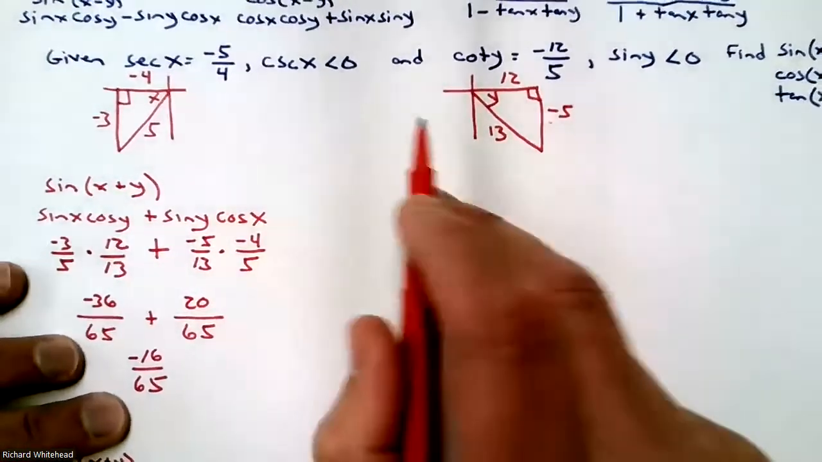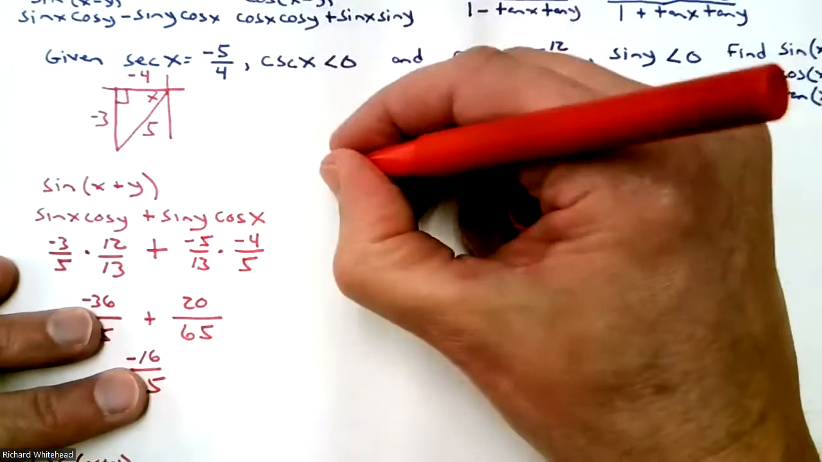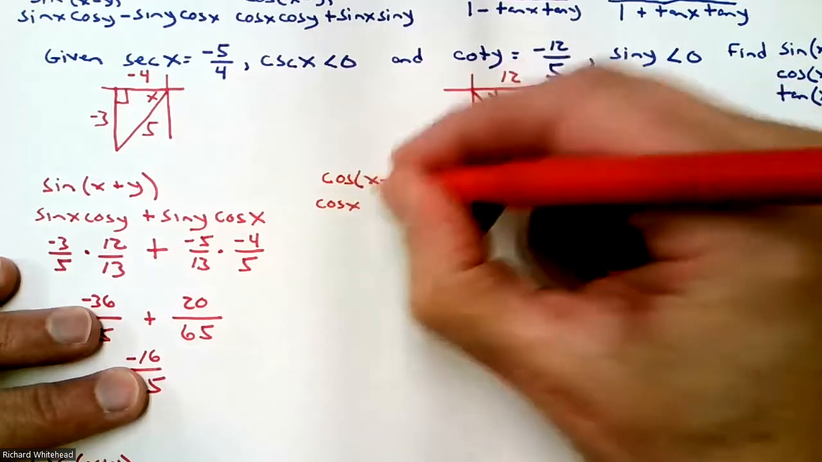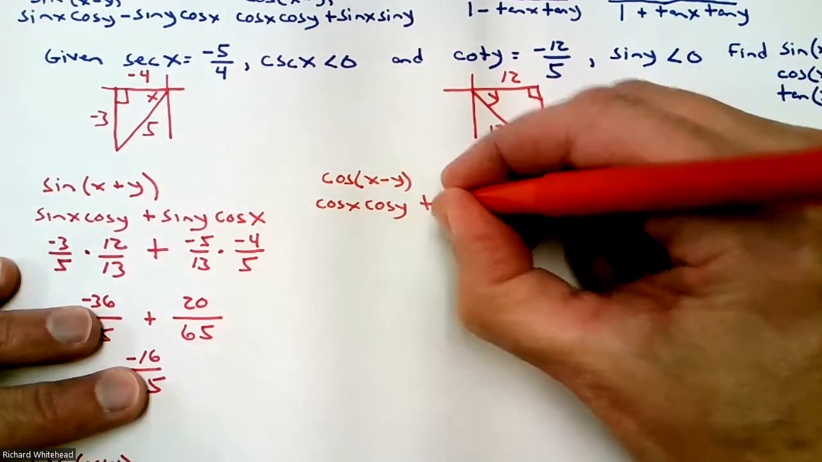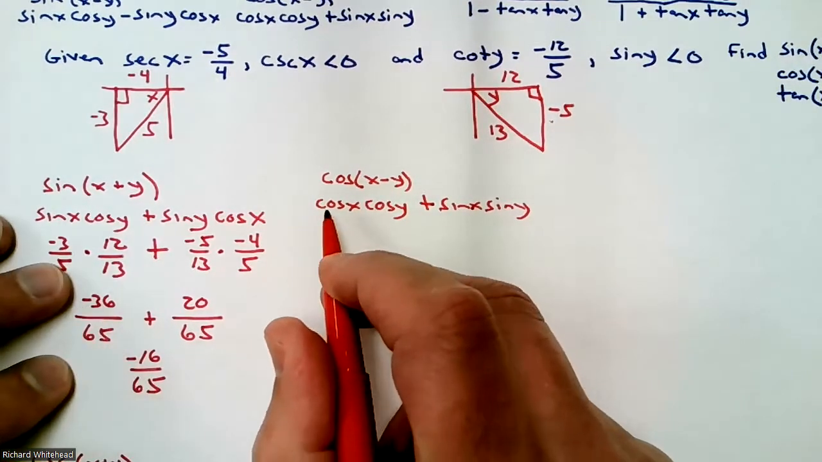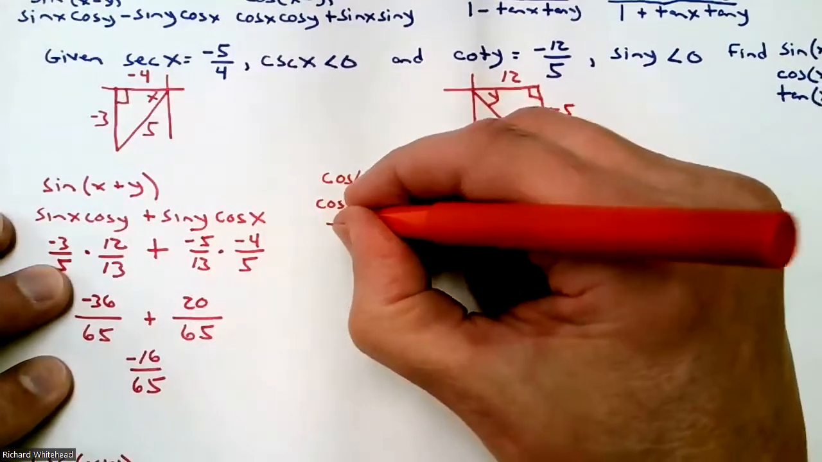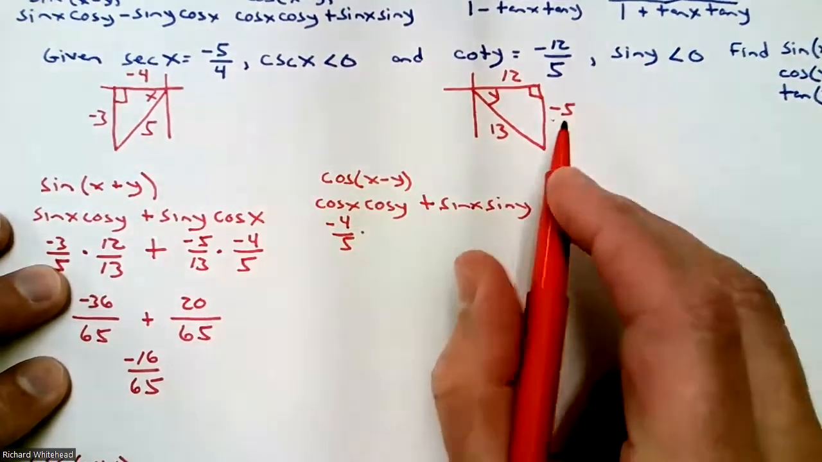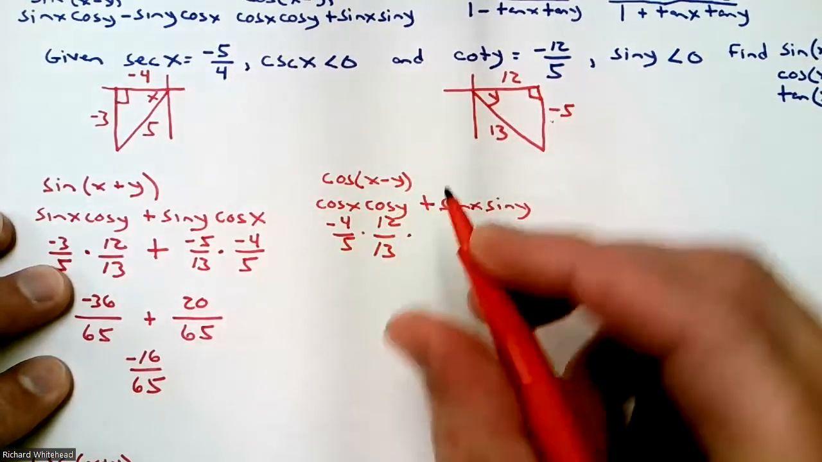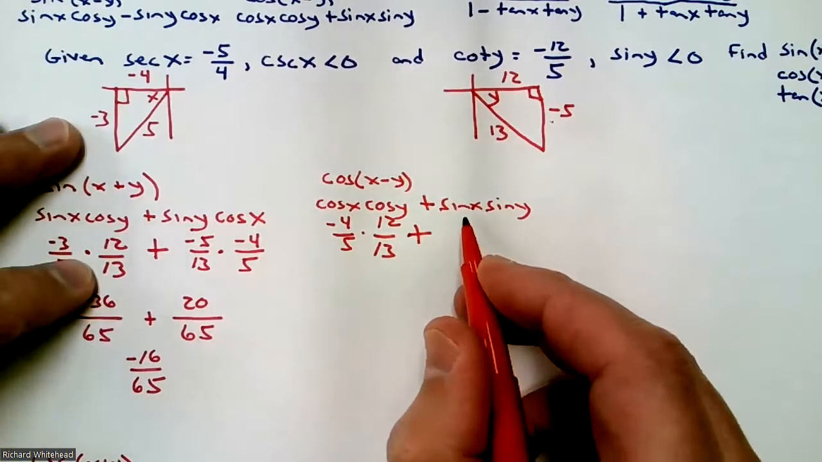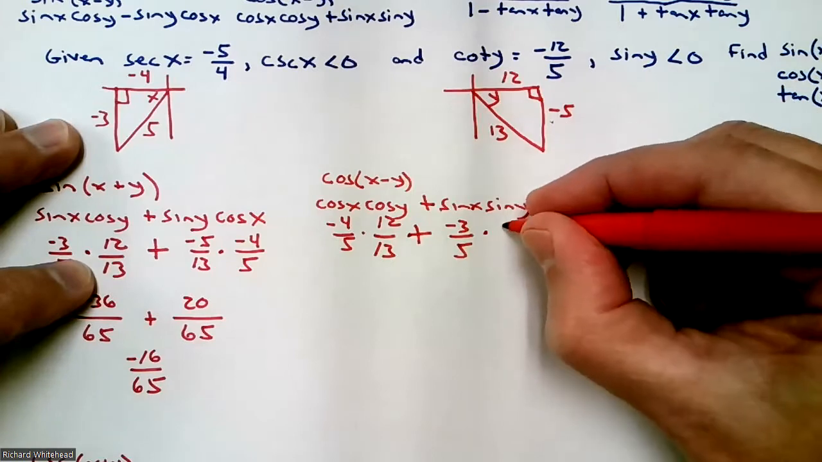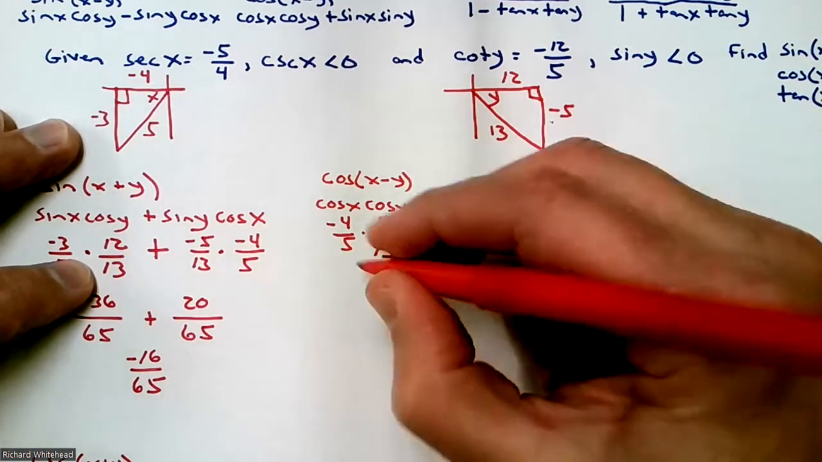Okay, so let's do the cosine of x minus y. So over here we say, okay, so I got to do the cosine of x minus y. So here we go, cosine x, cosine y plus sine x, sine y. So once again, cosine of x, that's no big deal, -4/5. I got my nice triangle. Cosine of y, 12/13, no big deal. I've got my nice triangle. Plus sine of x, -3/5, sine of y, -5/13. So what do we get here?